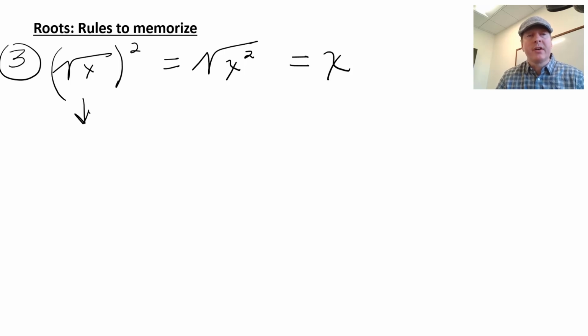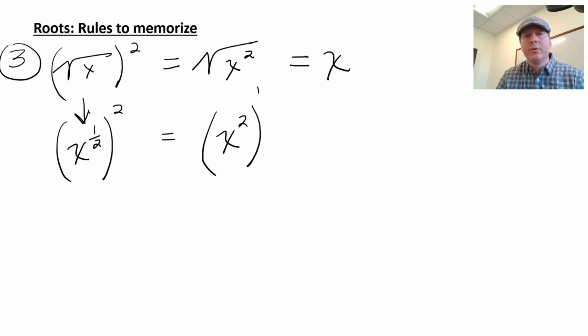The square root of x, when squared, well, the square root of x is simply x to the 1/2. So we're talking about x to the 1/2 squared. That's equal to, over here we have x squared, and we're taking the square root, so that is x squared to the 1/2. Both of those are equal to x to the 1. You multiply the exponents, that's x to the 1, that's the same as x.